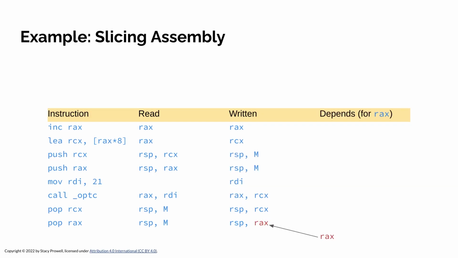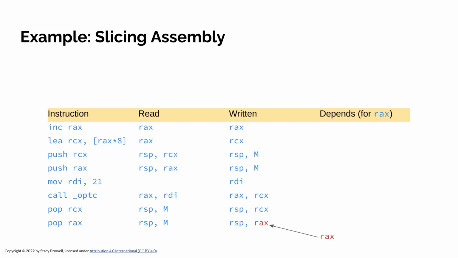So I want to know RAX at the end. My char set is just RAX because that's what I'm going to return. So is RAX written by the last line? It is. It's in the set of things that is written. So that last line will be kept.